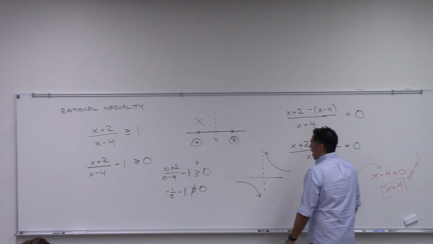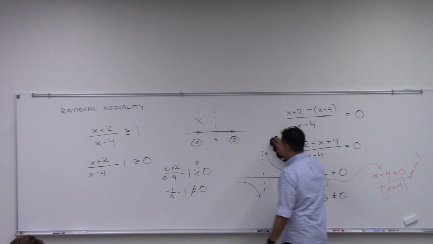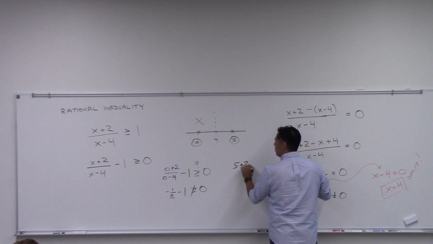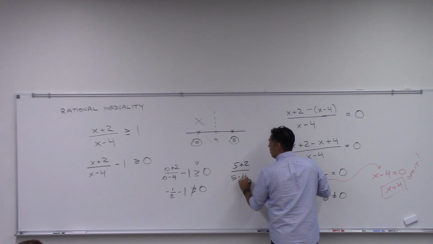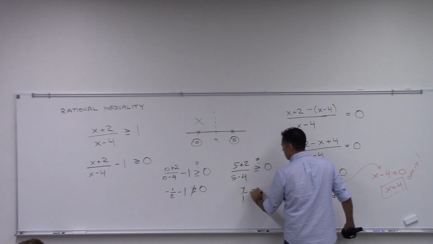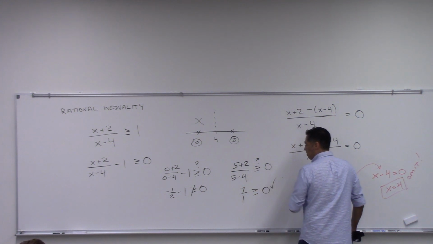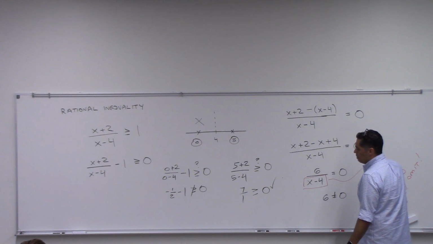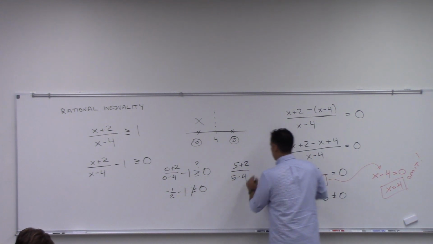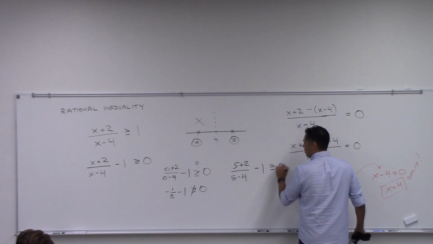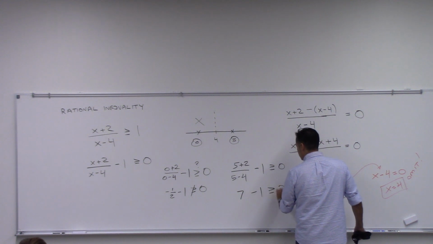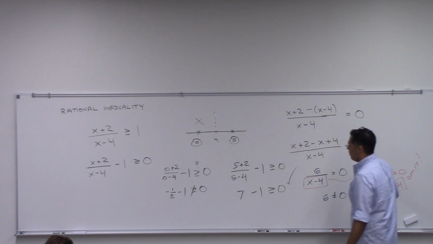And then you plug in 5. If you plug in 5, you get (5 plus 2) over (5 minus 4). Is that greater than or equal to 0? 7 over 1. True, right? Oh, I forgot the minus 1. Thank you, thank you. Yes, that's my mistake. Minus 1 greater than or equal to 0. So this is 7, take away 1, greater than or equal to 0. That's still true, though, right?